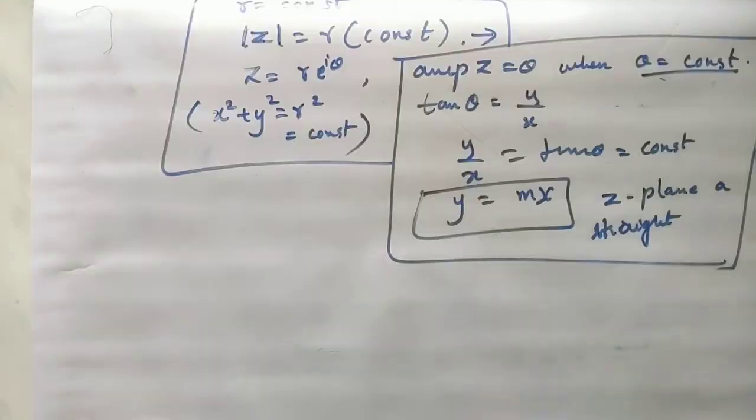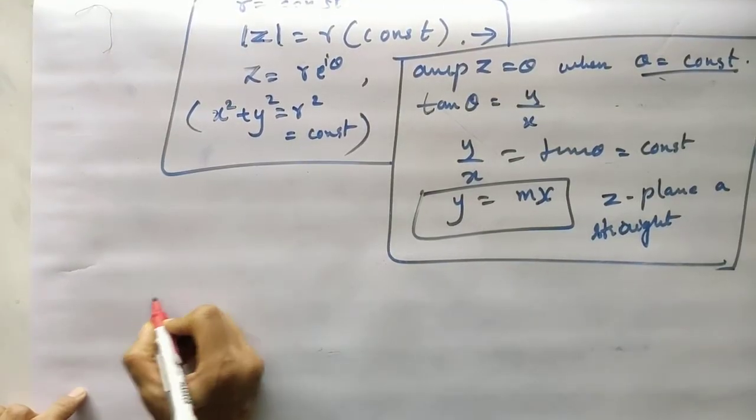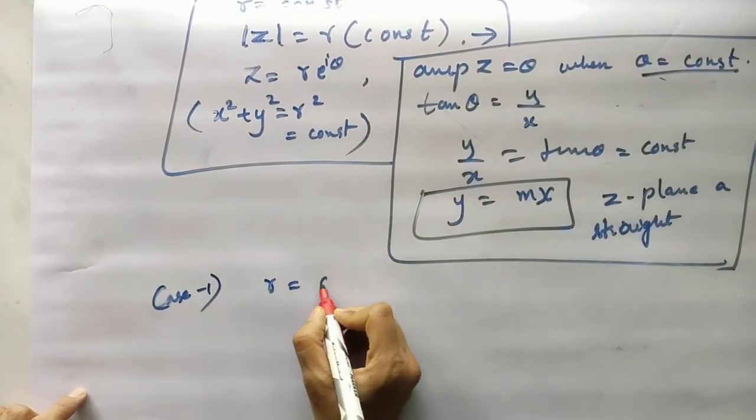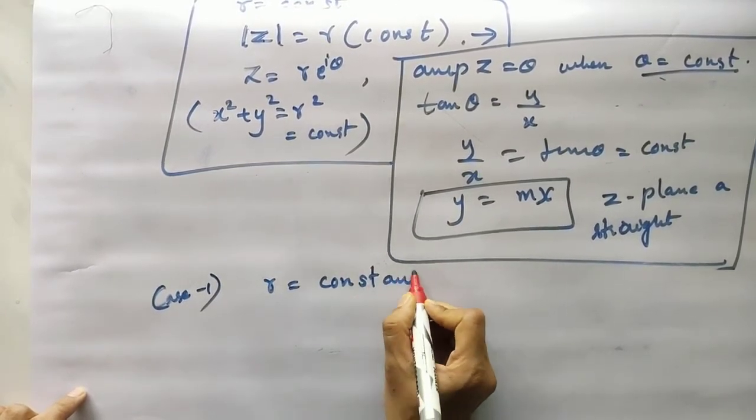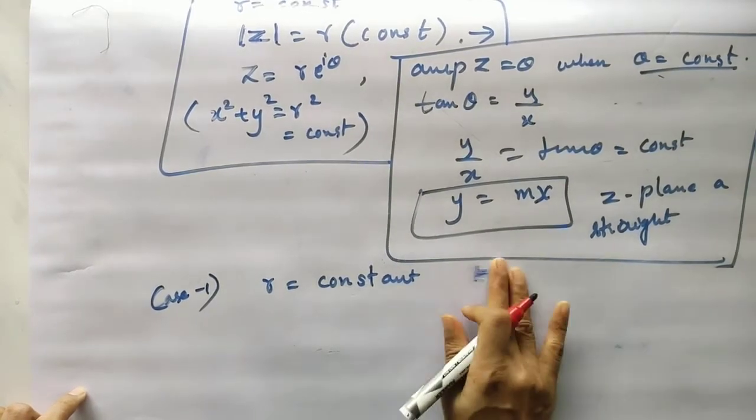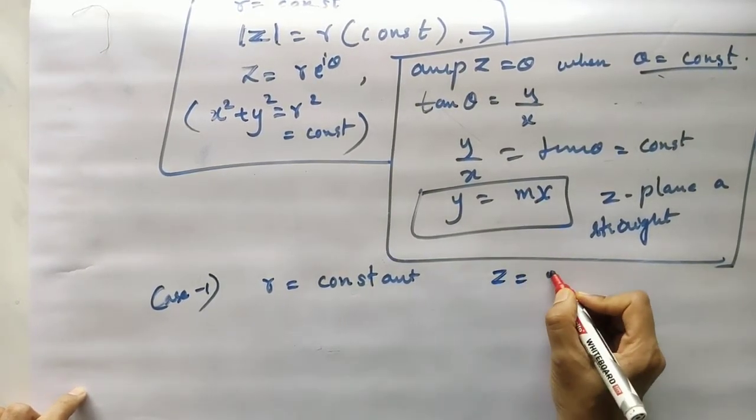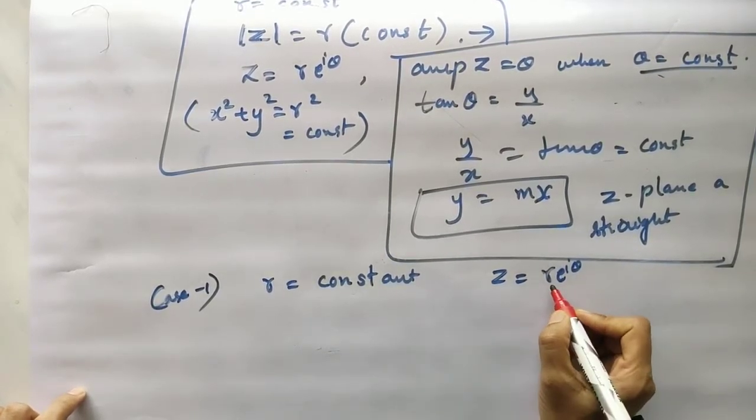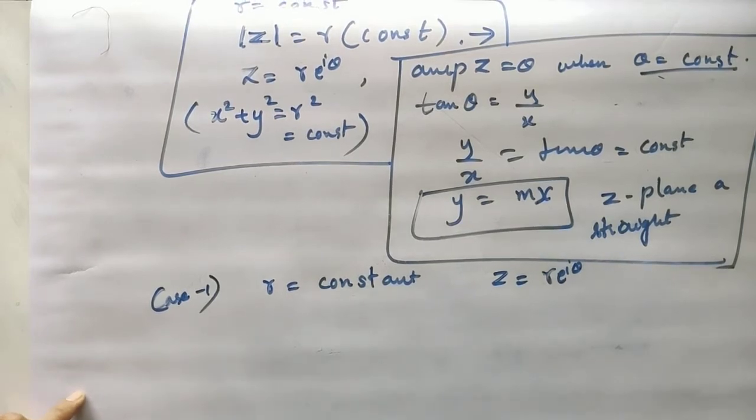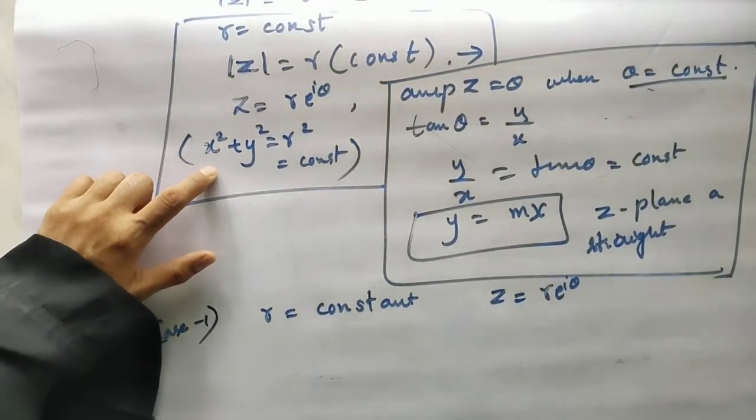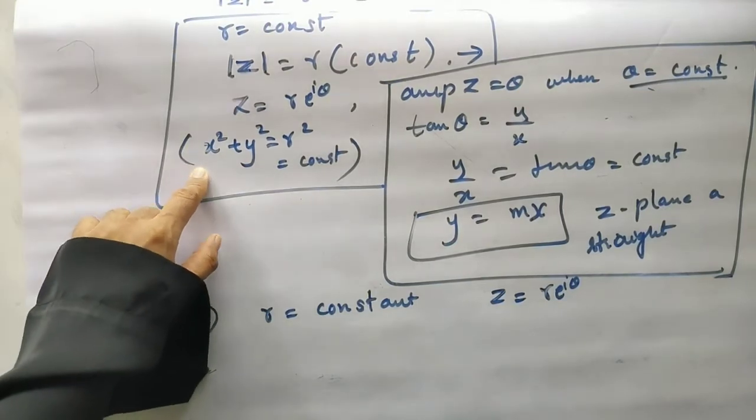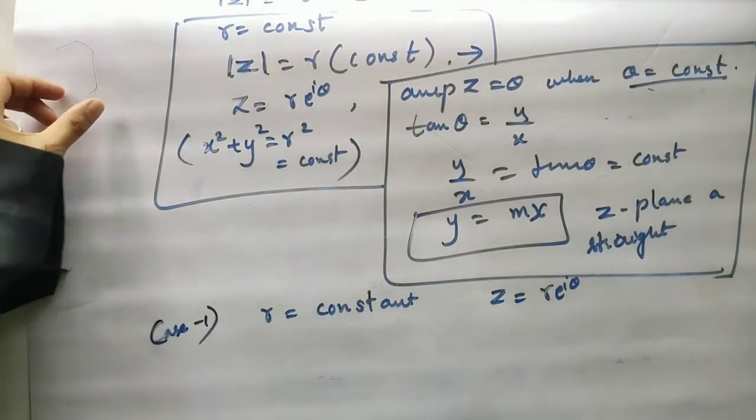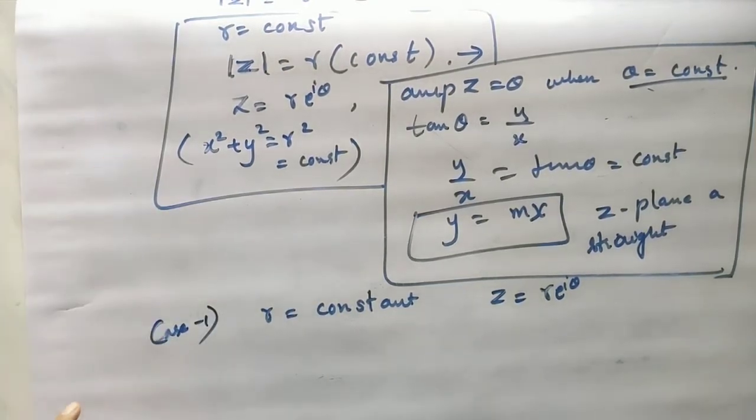Now let's consider case 1, where we consider r as constant, because I told you earlier that we are substituting z is equal to r into e to power i theta. So let's see, when r is equal to constant, how a circle is transformed. So r is equal to constant represents a circle in the z plane. What will be the image of this circle in the w plane under this transformation? We'll find out.